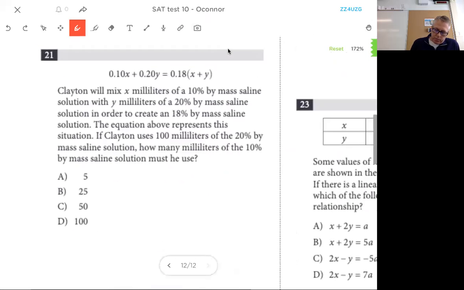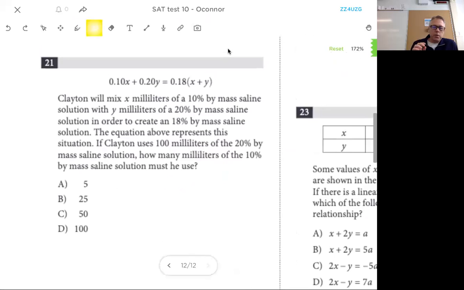For the second problem, this is one of those where you need to be careful of how you read it. Make sure that you understand what X means and what Y means. Clayton will mix X milliliters of a 10% solution. So X is the 10% solution and Y is a 20% solution in order to create an 18% solution. I started reading this and thought it might be a little tricky to put together, but they gave us the equation. We just need to put the numbers in the right place.